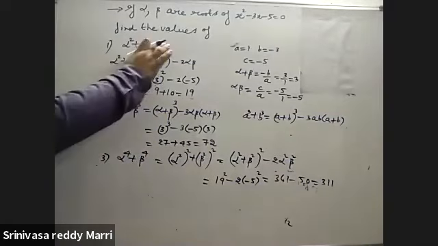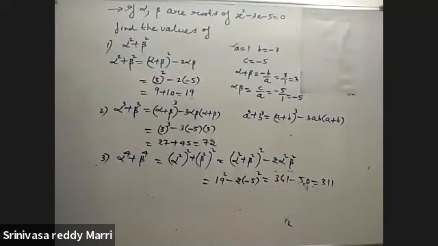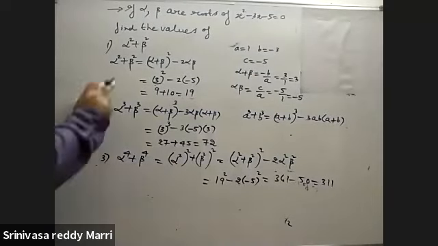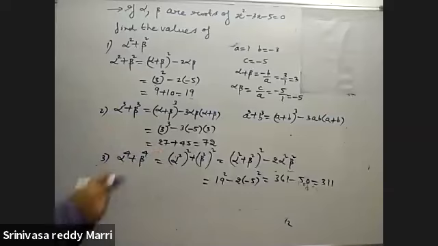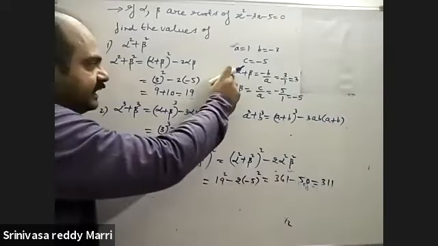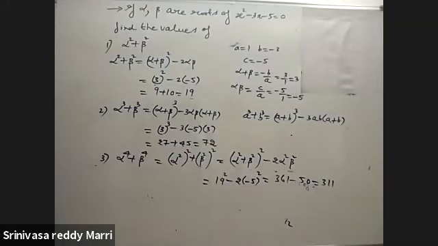Like that, by using the relation between the roots, you can calculate the values of whatever higher powers are given. The first basic thing is the relation between the roots. Alpha plus beta is what, and alpha beta is what? Depending on the relation between the roots, you can easily calculate. Look at the next problem.